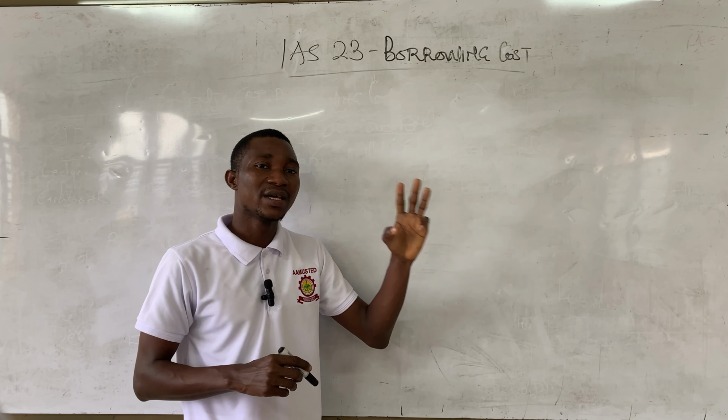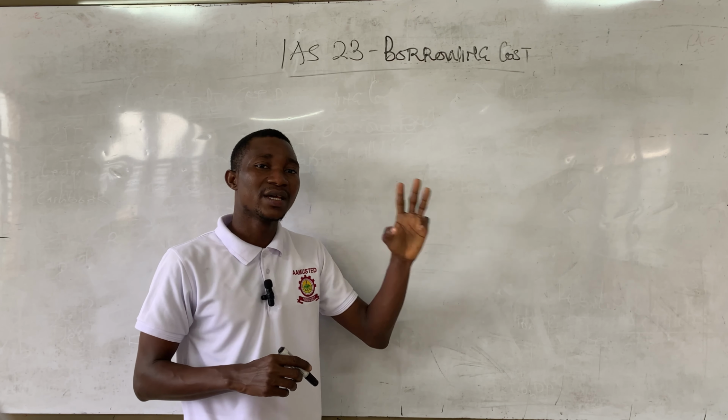That brings us to some basic terms under IAS 23. The basic term I would like to talk about is borrowing cost. So what is borrowing cost under IAS 23? Borrowing costs are interest and any other costs that are incurred by an entity in connection with the borrowing of funds. That is the standard definition of borrowing cost.